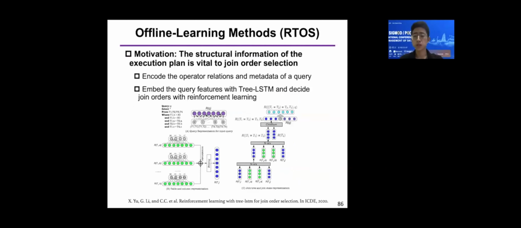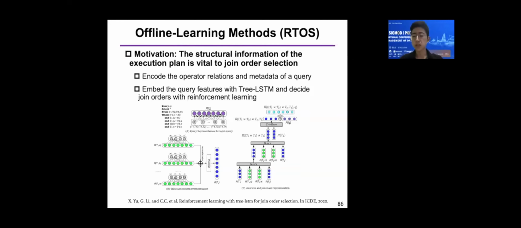Moreover, the Bao-style methods cannot support updates on schemas. To address this problem, RTOS uses 2-stage training to generate better join orders on latency with a well-designed neural network structure. In order to address the problem of capturing the structure of a join tree, RTOS proposes a model that utilizes the Tree-LSTM to represent the join state.